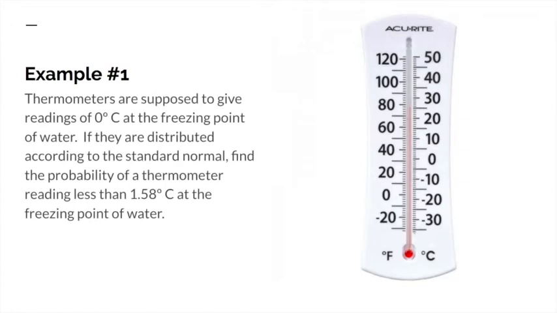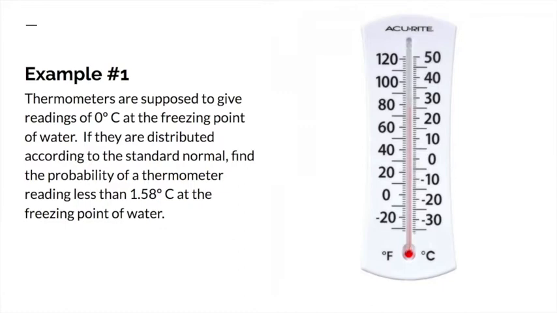So we're going to look at an example here. I'll show you how we go through this. This is thermometers that are supposed to give you a reading of 0 at the freezing point of water, 0 Celsius. So let's assume that they're distributed according to the standard normal. So the mean is 0 and the standard deviation is 1. We want to find the probability of selecting a thermometer that reads less than 1.58 degrees Celsius at the freezing point of water.